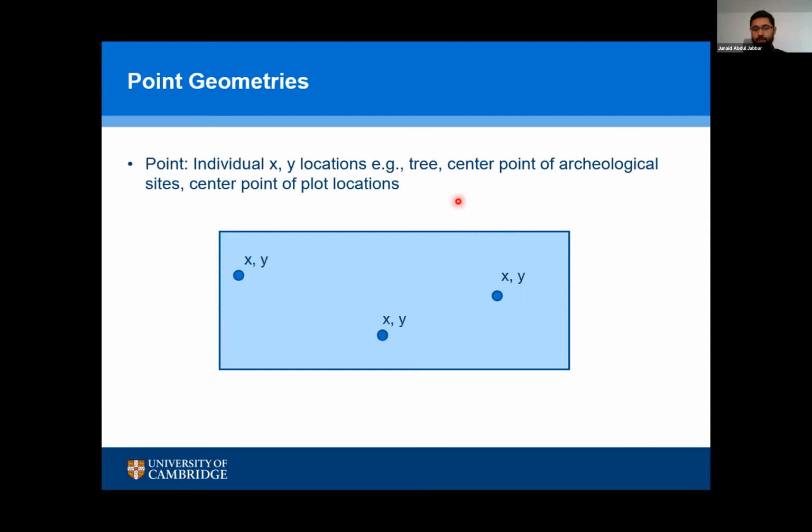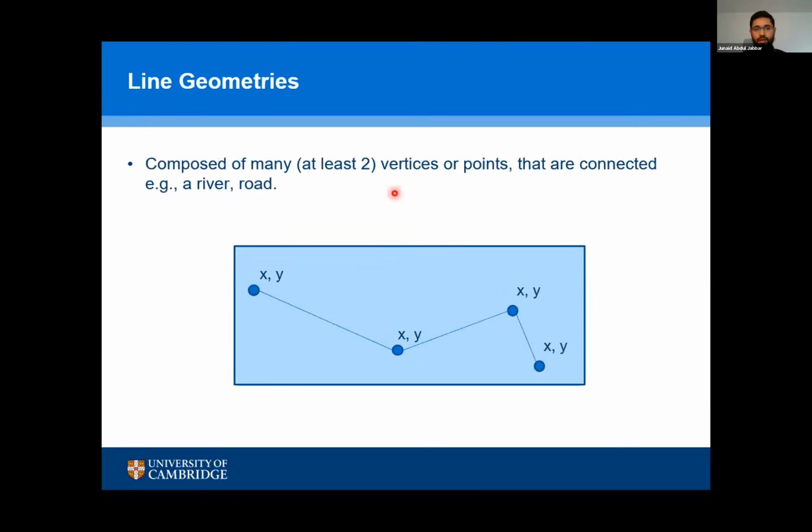And there can be other examples as well, depending upon the data that we are using. So these individual X and Y locations can be seen as the building blocks for more complex geometries, because we always need these pairs of X and Y coordinates so that we can move towards more complex geometries that we will be seeing here. So the next type of geometry is a line geometry.